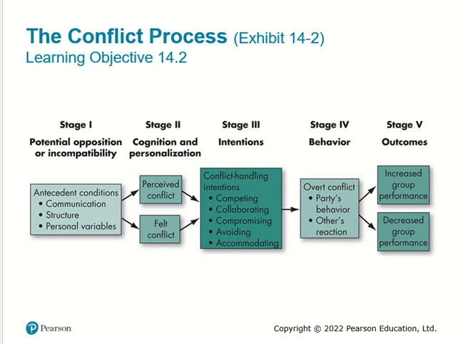So basically, if the condition in stage 1 negatively affects something a party cares about, then they have the possibility or potential for the oppositions or incompatibility to become actualized, so they will move to the second stage. So what will happen in the second stage? They have the disagreement, or what is referred to as perceived conflict.